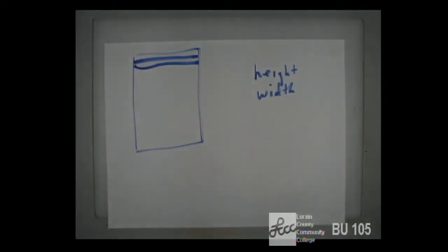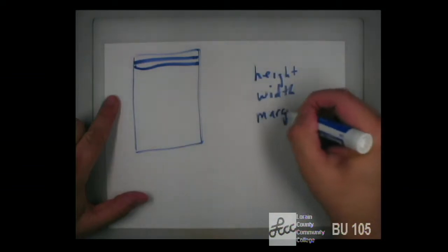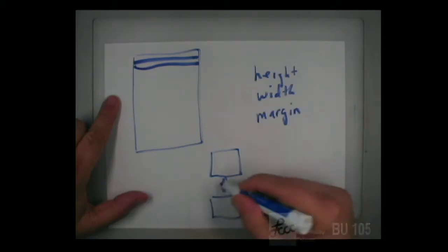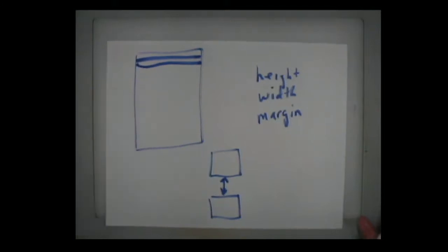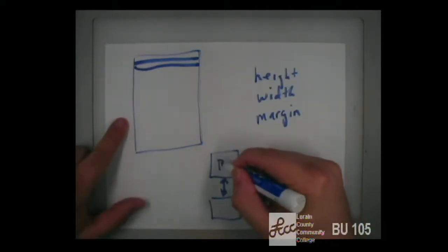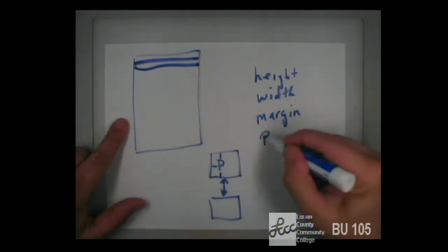We can specify the margin. The margin is the distance between 2 elements. And by default, there's a certain value for the margin. You can always override that default when you create the CSS. So margin is the space between things. Padding is the space between the edge of the box and the text. And finally, border is the border. All right?